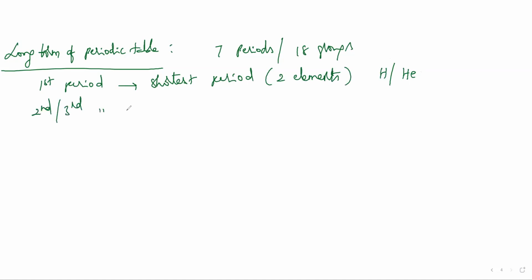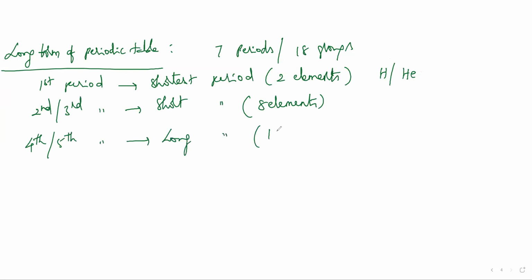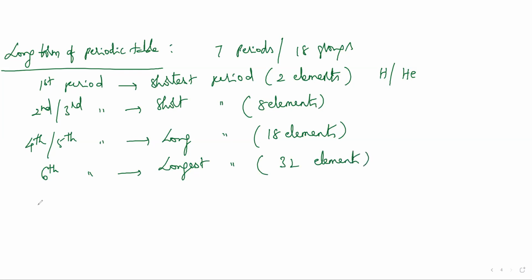Second and third periods are called short periods because they have 8 elements. Fourth and fifth periods are called long periods because they have 18 elements in each period. The sixth period is termed the longest period because it has 32 elements. And lastly, the seventh period is an incomplete period.